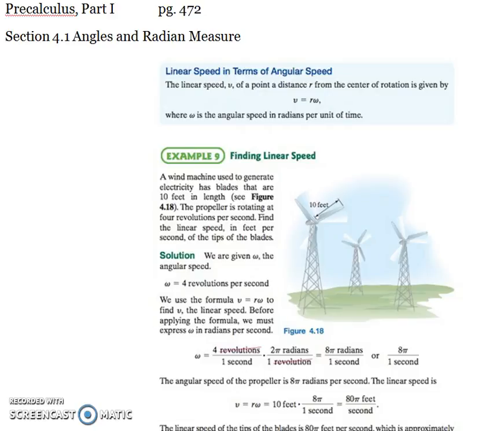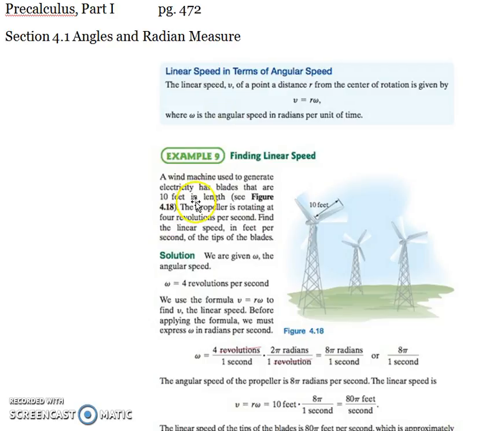This is Pre-Calculus, Part 1, Section 4.1, Angles and Radian Measure, on page 472, Example 9, Finding Linear Speed. So the formula is fairly straightforward. Linear speed, don't ask me why they use a V, is equal to the radius times the angular speed in radians per whatever unit of time we're talking about. That's easier to see if we actually use a problem.